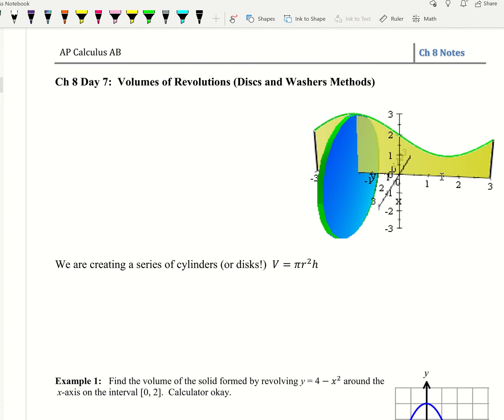So I want you to imagine that you had some curve. And if you look at the area underneath that curve, that's this yellow part here. And then you take that and you revolve it. You rotate it around.